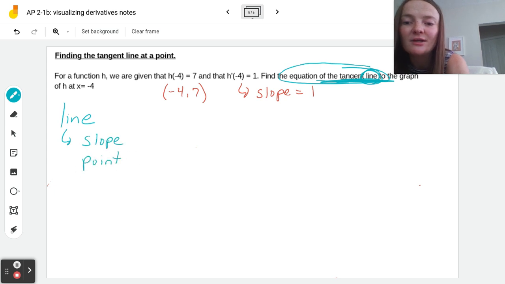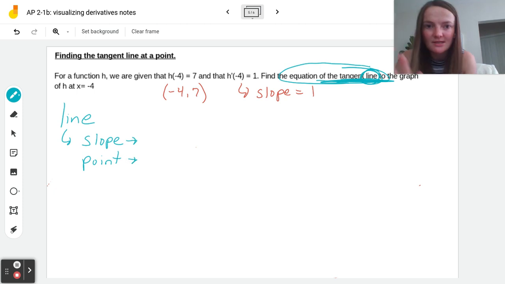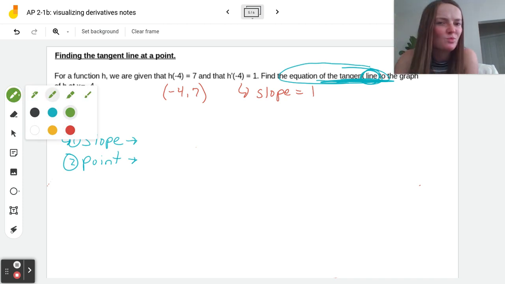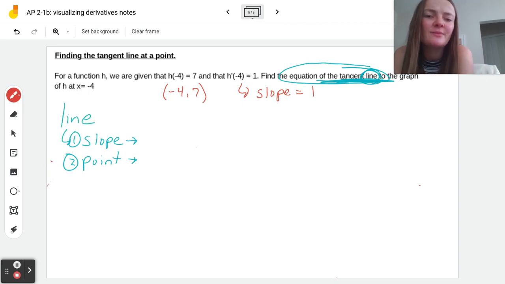So as my calculus students, when you see the words equation of a tangent line, I want you to circle the word line and write the two things that you need for a line, a slope and a point. Thankfully for us, they told us the slope. They told us that in a calculus way. They said h prime of -4 is 1, but I know that h prime represents a slope. And so my slope here is 1, and my point here is -4, 7.